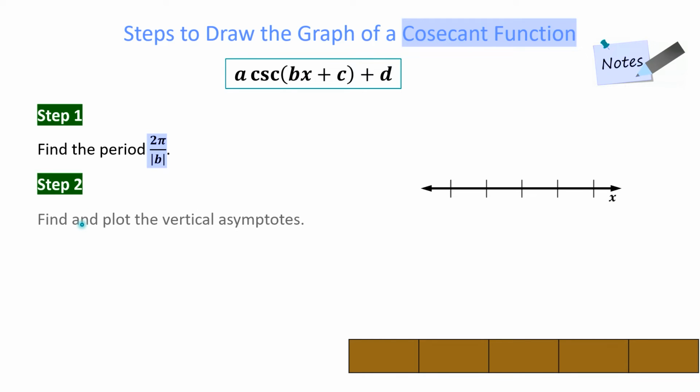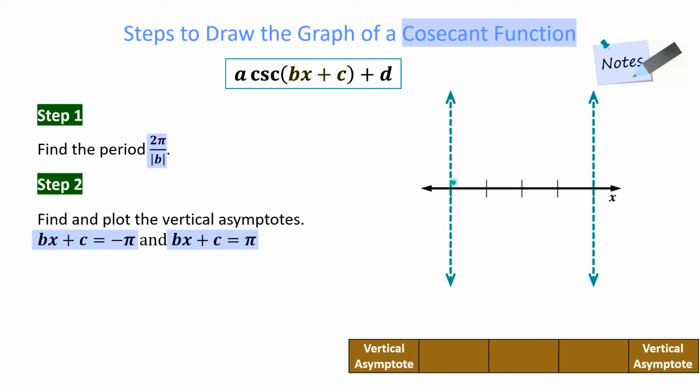So step 2 is to find and plot the vertical asymptotes, and we do this by solving these two equations, bx plus c equals minus pi and bx plus c equals pi. And again, you should recall bx plus c is this bit in the bracket. Now, once we get our vertical asymptotes from these two equations, we can work out the period of the graph. So remember, this is one cycle of the cosecant function we'll be drawing, and this is the beginning and the end of that cycle.